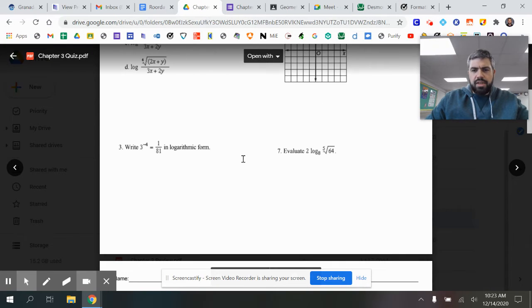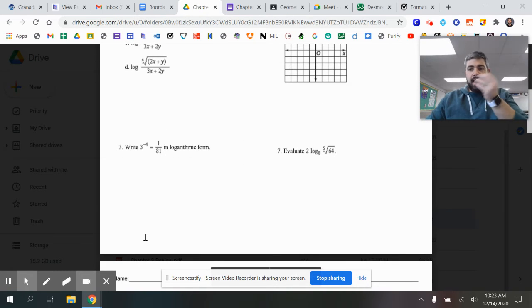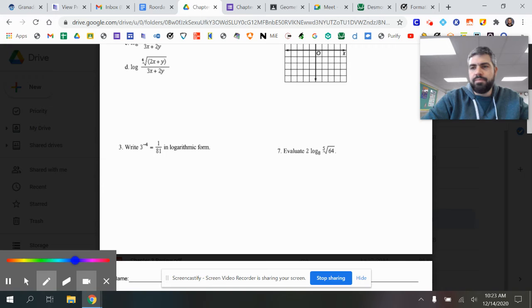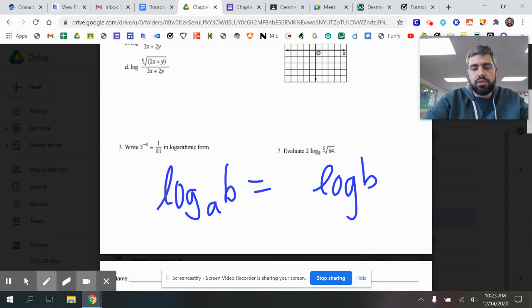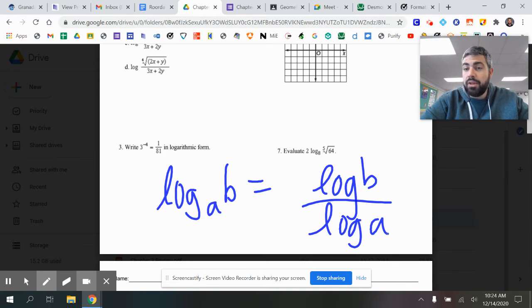Okay, number 7, evaluate. Now, we're asked to evaluate this. So what I would do is remember the change of base formula. Change of base formula says this, that log base A of B is equal to log of B, so common log of B, divided by common log of A, right? And remember, common log is nice because we can do that on our calculator.